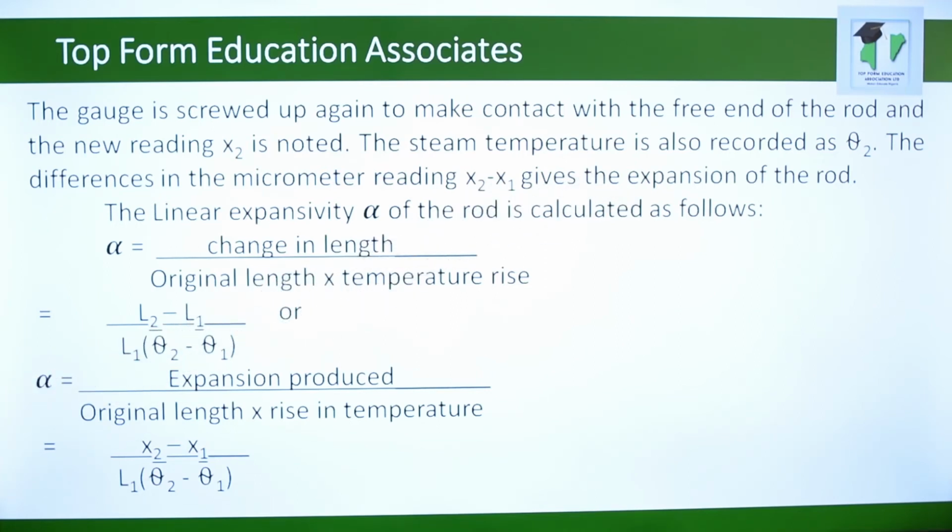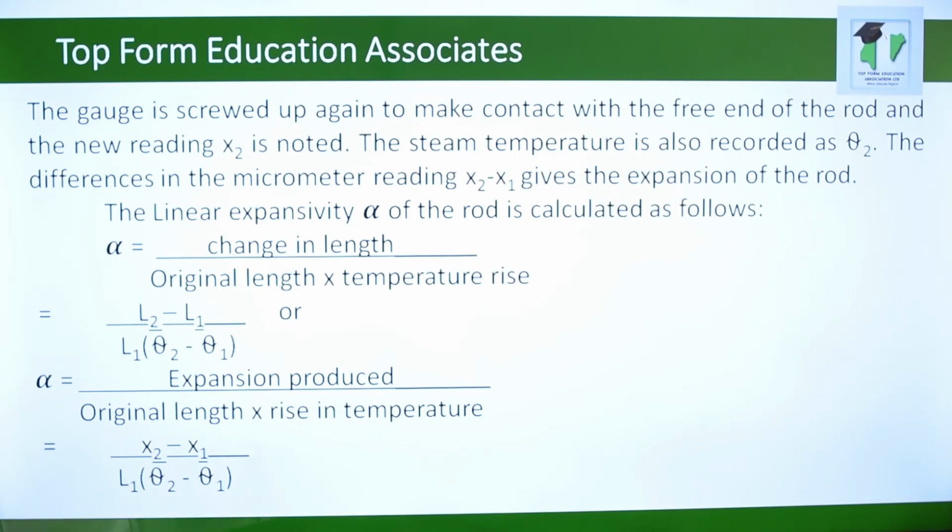Now from here, how do you calculate your linear expansivity? The expansivity alpha of the rod is calculated as follows. Alpha is equal to change in length over original length times temperature rise, which is L2 minus L1 over L1 times theta 2 minus theta 1. Or we can say expansion produced, which is X2 minus X1, over original length times rise in temperature.